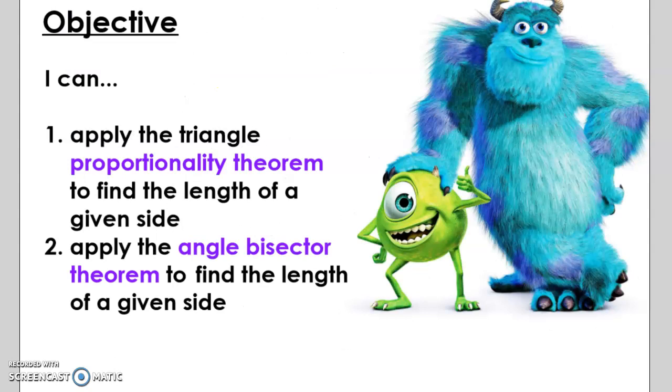Okay, so today by the end of this video, I hope you can apply the triangle proportionality theorem to find side lengths and apply the angle bisector theorem when finding side lengths. So I'm basically teaching you two theorems, basically two formulas, in today's lesson.